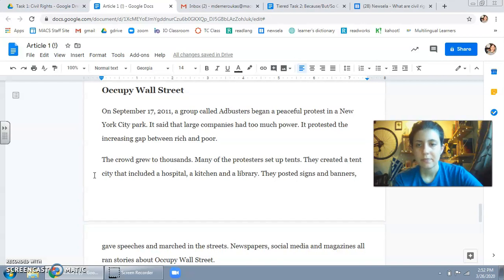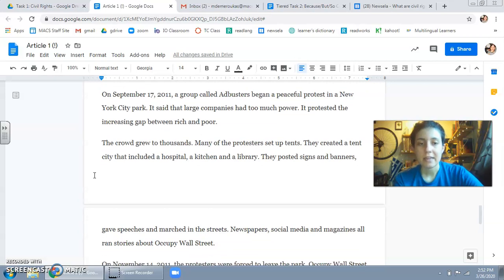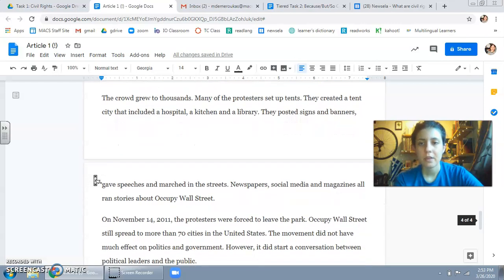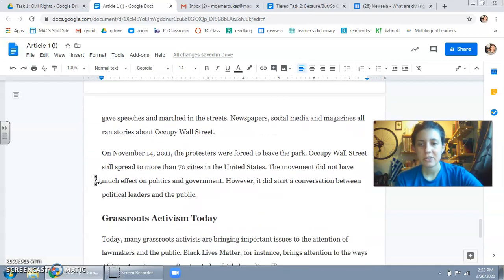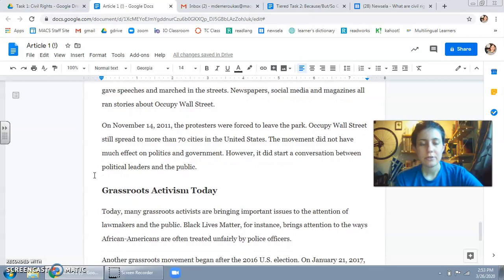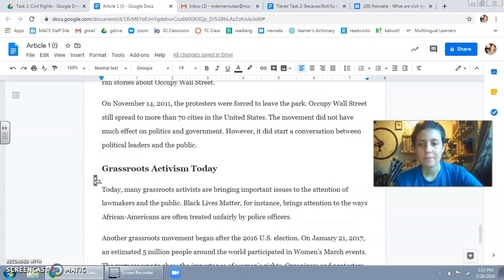Occupy Wall Street. On September 17, 2011, a group called Adbusters began a peaceful protest in a New York City park. It said that large companies had too much power. It protested the increasing gap between rich and poor. The crowd grew to thousands. Many of the protesters set up tents. They created a tent city that included a hospital, a kitchen, and a library. They posted signs and banners, gave speeches, and marched in the streets. Newspapers and social media and magazines all ran stories about Occupy Wall Street.